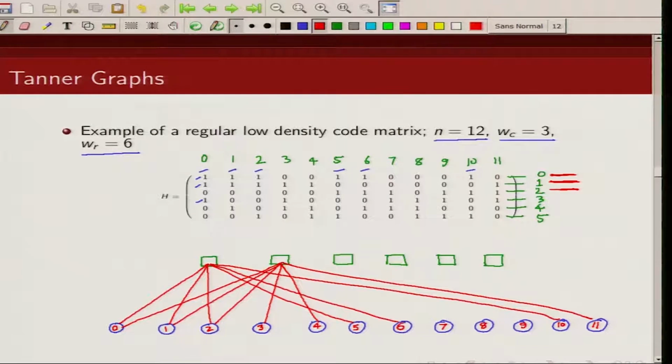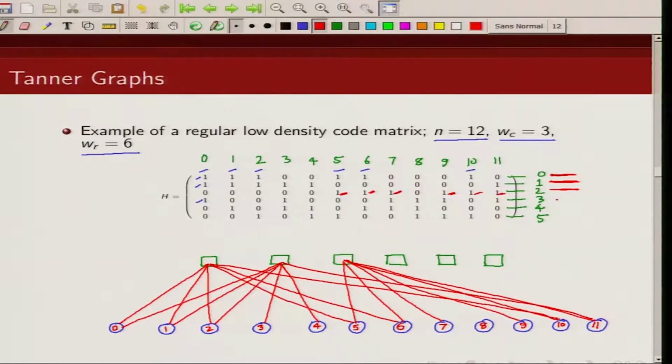Now, look at this parity check constraint. Now, which are the bits that are participating? This is 5. So, that is here. 6, that is this one. 7, that is this one. 9, that is this one. Then 10, that is this one, and then 11, that is this one.